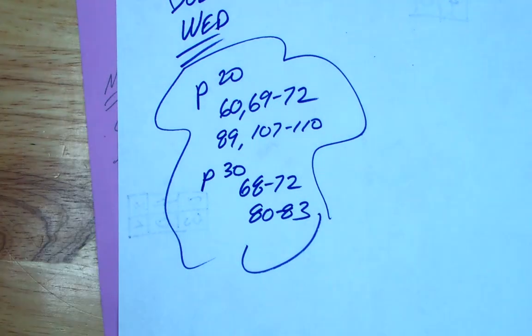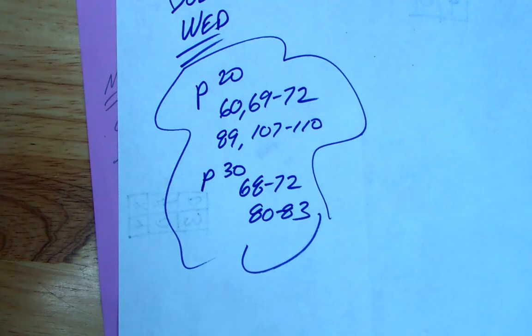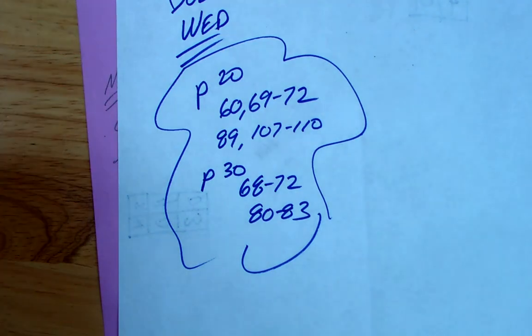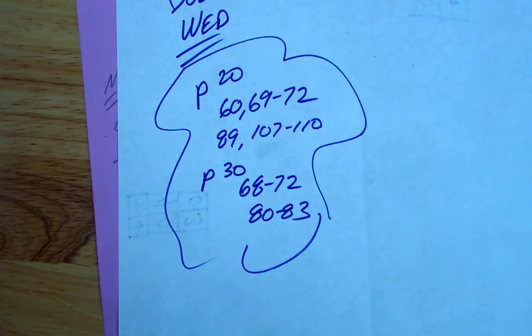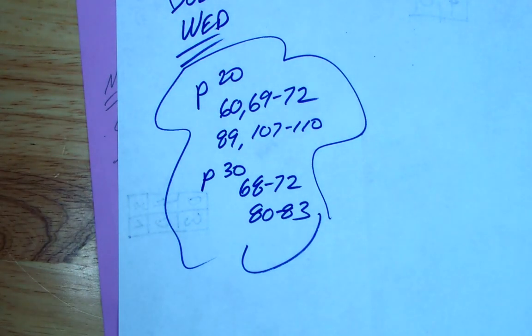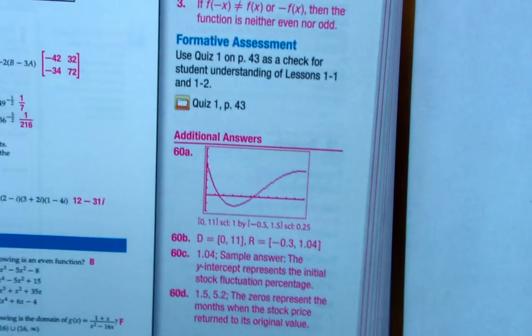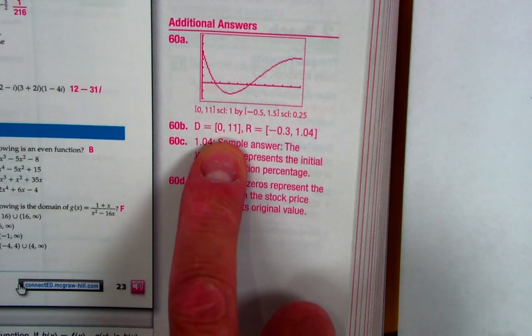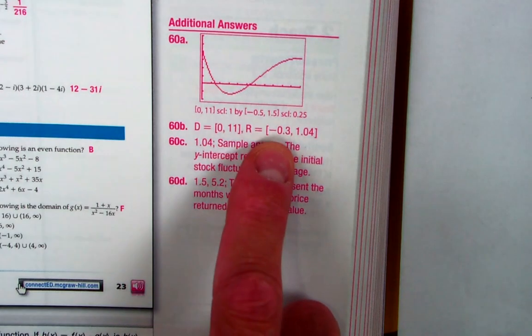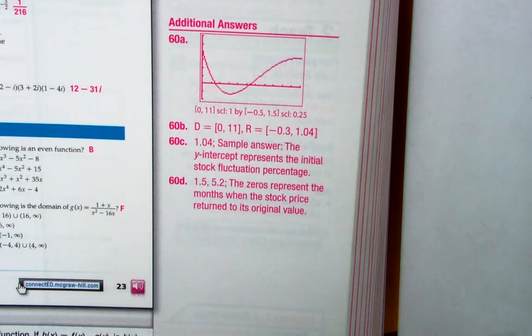So I'm going to read some answers real quick. I've got kind of a little complex information delivered today, so I want to make sure I'm not squeezed for time. And of course, here's the answers to 60. I'll just put this up here. Okay, you got that graph. Your domain is from 0 to 11. Range is from negative 0.3 to 1.04.